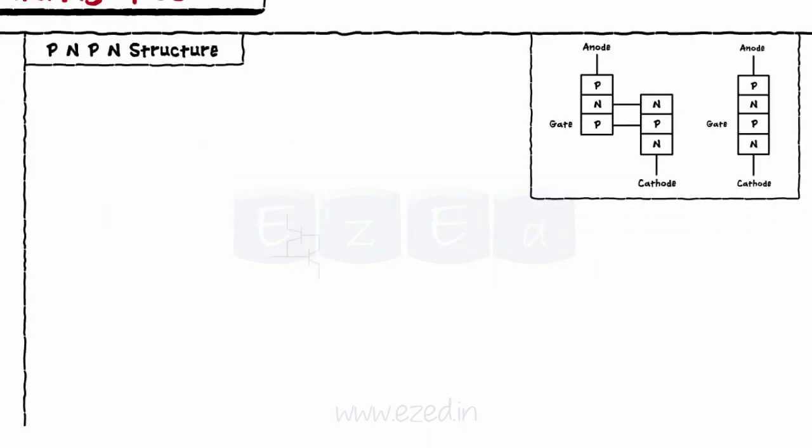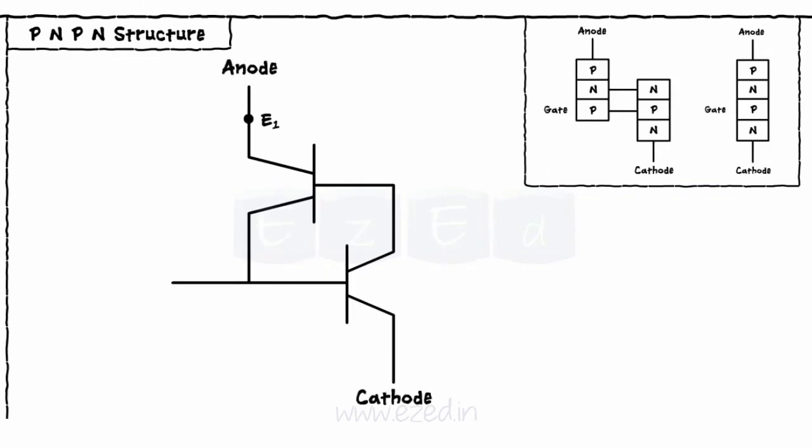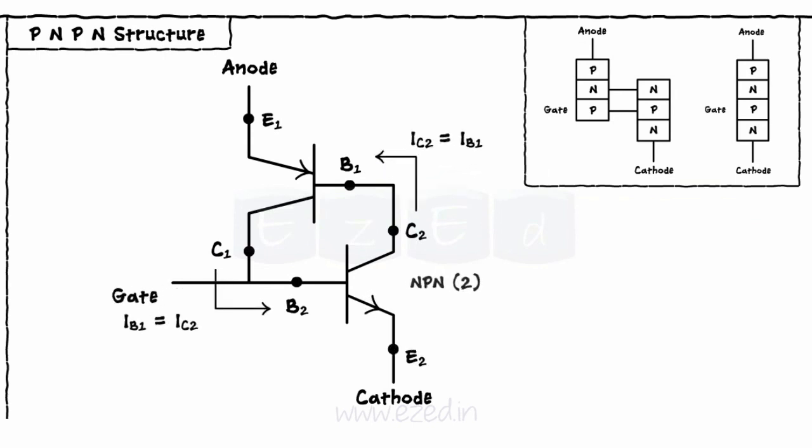Consider the 2 transistor analogy for SCR. The transistor 1 is PNP and transistor 2 is NPN. The collector or the output of one transistor is connected to the base or the input of the other. This explains the interesting concept latching of SCR.